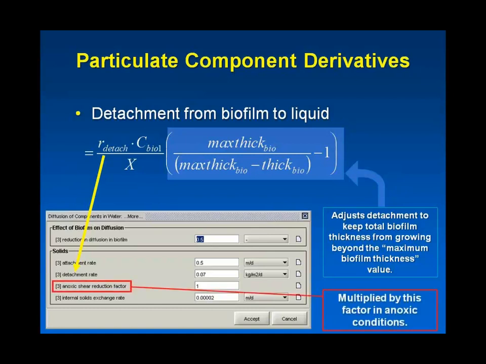We then also multiply all of this factor by an anoxic condition, the anoxic shear reduction factor. So when you have anoxic conditions, when you feel that maybe there is not going to be as much detachment because you don't have as much vigorous mixing, you may not have those plastic media banging into each other quite as much, you could leave this at 1, or if you felt that shear was going to not be present in your tank, you may want to dial this down a little bit to reduce the amount of detachment in your biofilm.